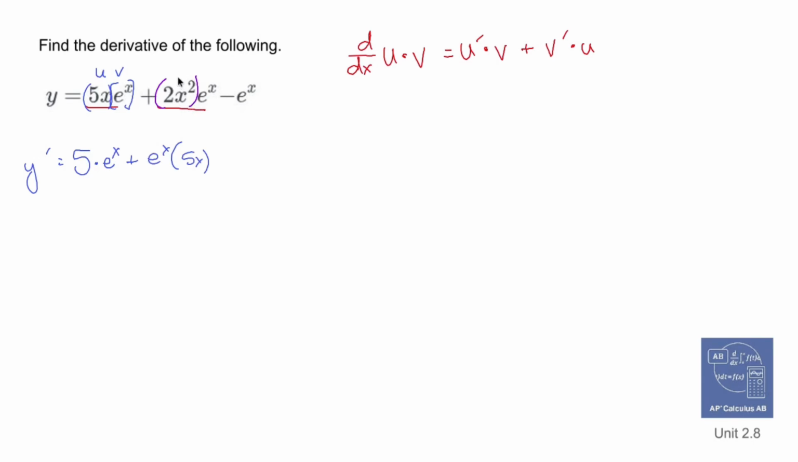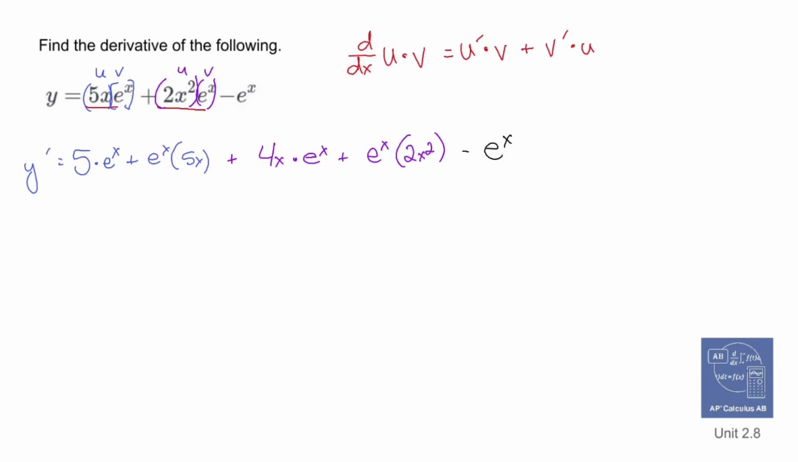So 2x squared is going to be my u, e to the x is going to be my v. So we're going to add, because that's a plus sign, take the derivative of the first function, so the derivative of 2x squared is 4x, okay, times, keep the second guy exactly the way it is, e to the x, plus the derivative of the second guy, which is e to the x, times, keep the first guy the way it is, 2x squared. Okay. Then just the derivative of e to the x. So minus e to the x, nothing changes.